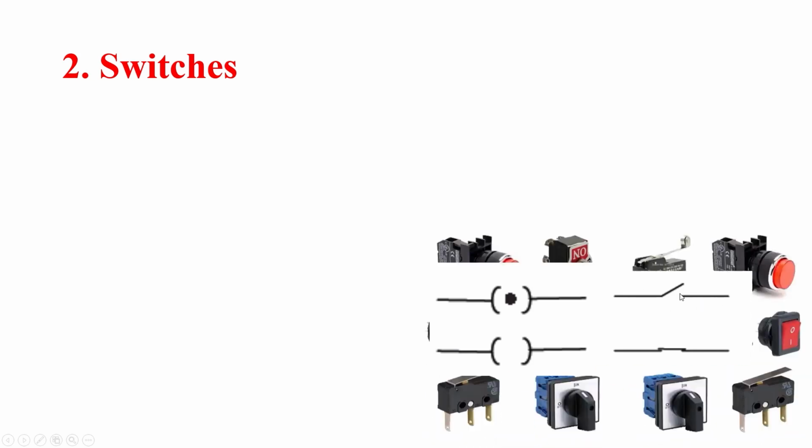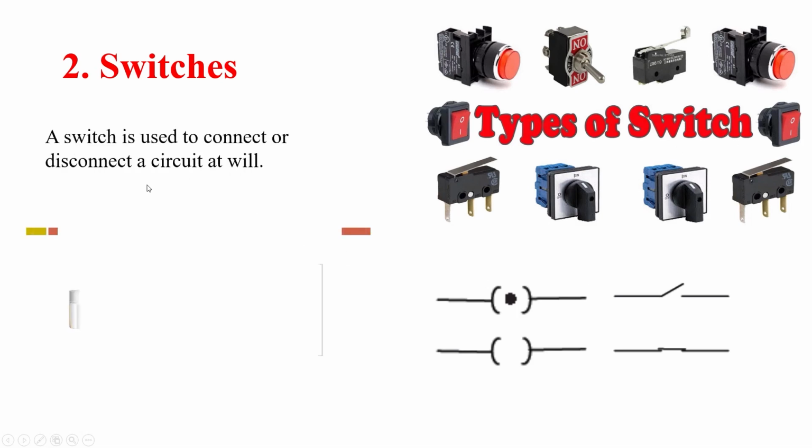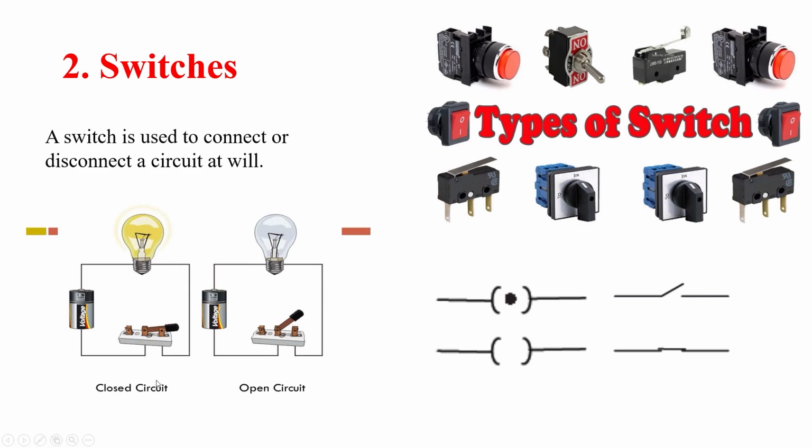Switch. So there are different types of switches, and each type of switch can be represented through these symbols. A switch is used to connect or disconnect a circuit at will. So this is a closed circuit. A closed circuit means that the switch is on, and an open circuit means that the switch is off, so there is no flow of electric current in the circuit.